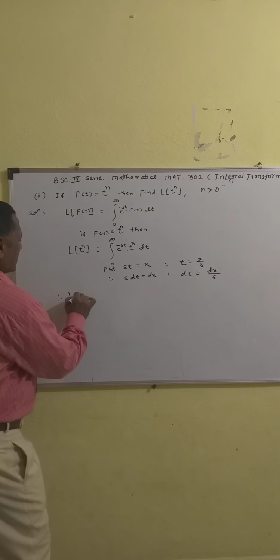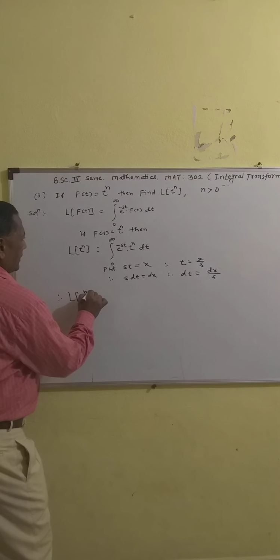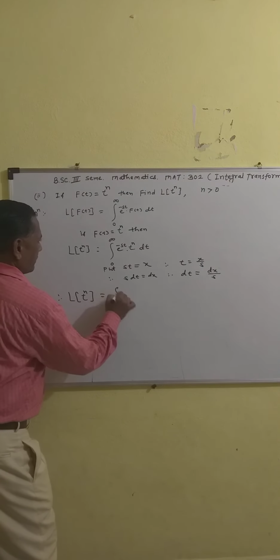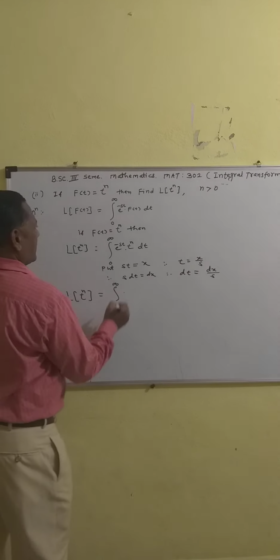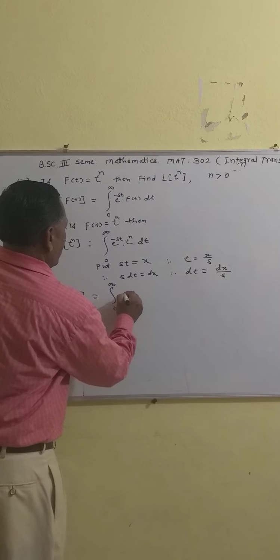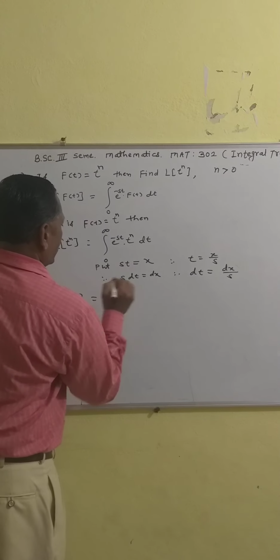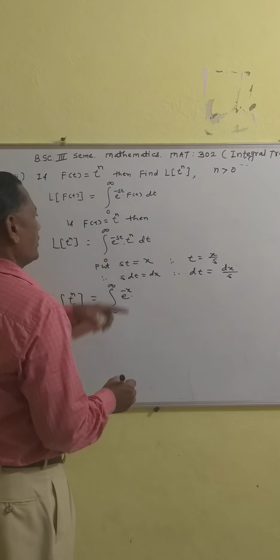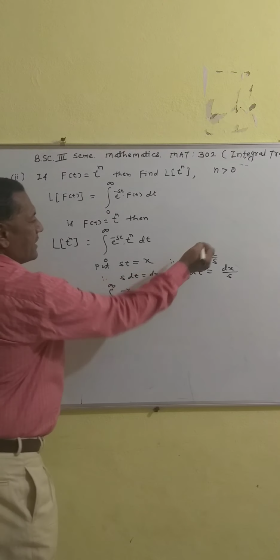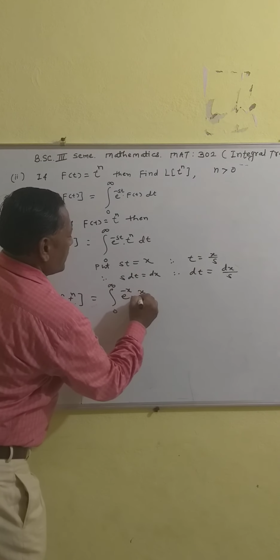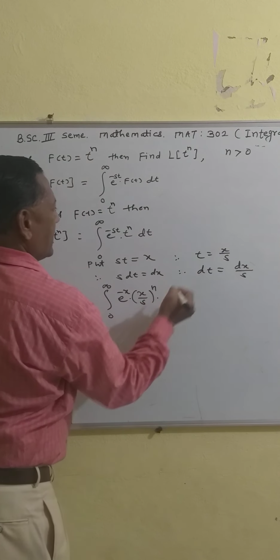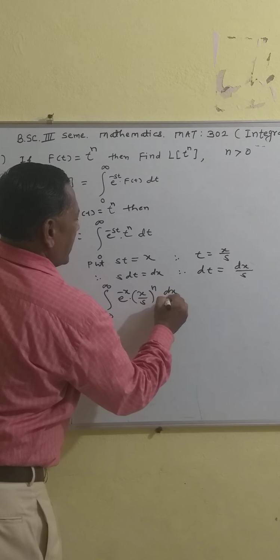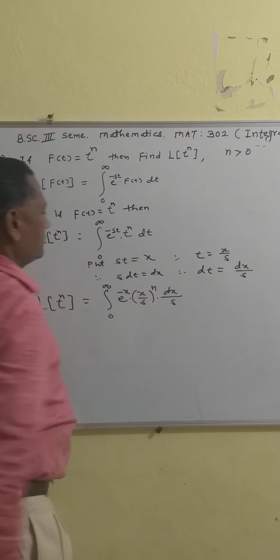Therefore, Laplace transform of t raised to n is equal to integration going from 0 to infinity e raised to minus st. So st means x, e raised to minus x into t raised to n. t is equal to x upon s, so (x upon s) raised to n, and value of dt means dx by s.